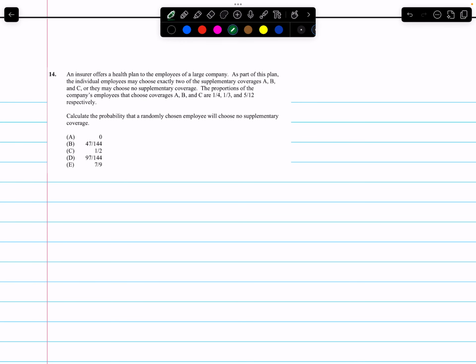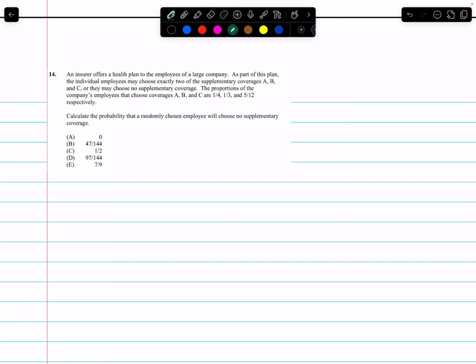All right, let's look at number 14 from the SOAP exam practice packet. And again, I encourage you to push pause and try to solve this on your own first, then come back and look at the solution. So an insurer offers a health plan to the employees of a large company.